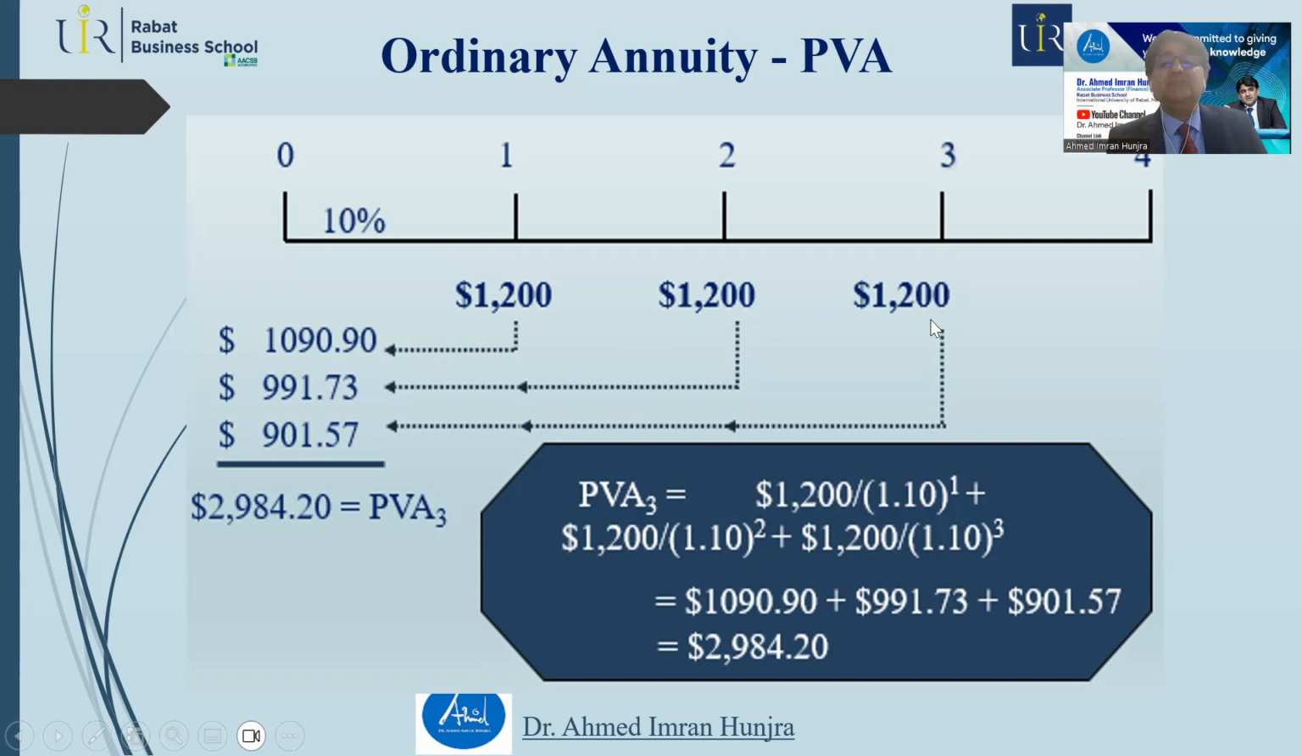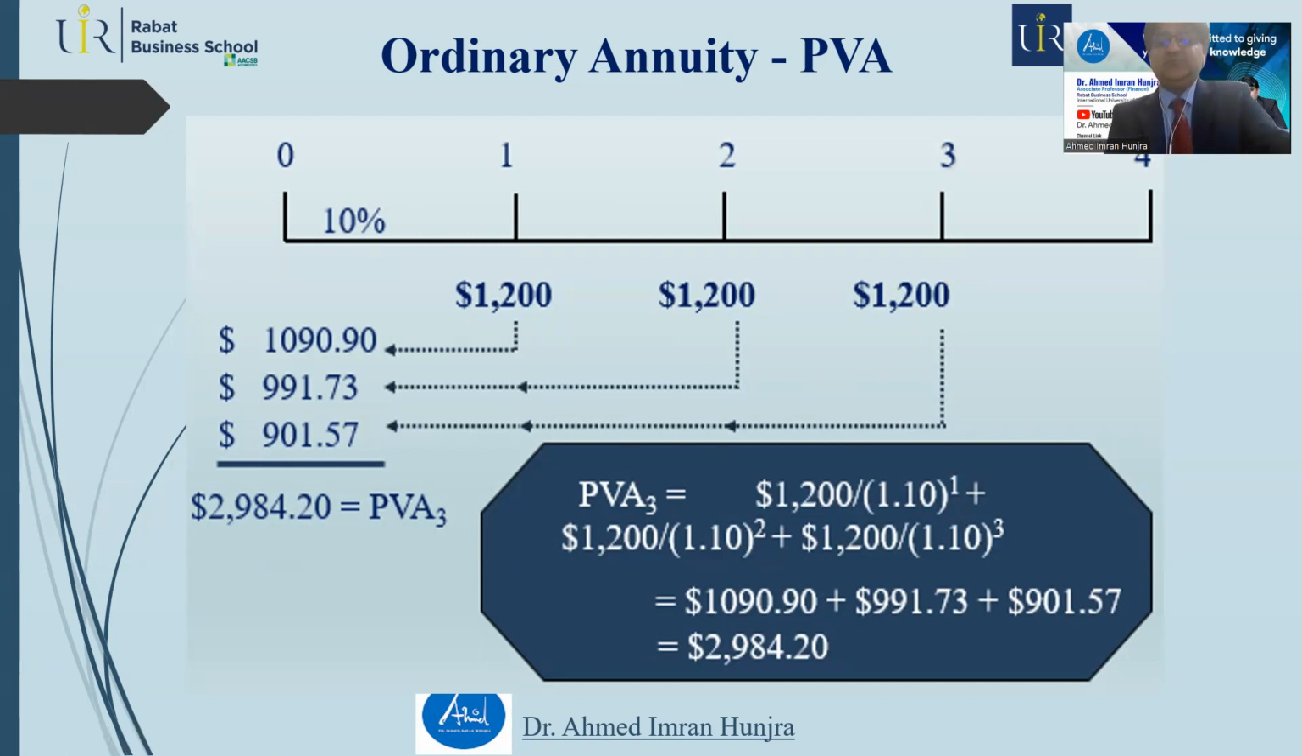Here is the concept. The more the time periods, the less the present value will be. You can see the first cash flow, power is 1. We are getting 1090. The second cash flow payment is the same, but the power, meaning the number of time periods, is more, so the present value is less. For the third cash flow, the number of time periods is 3, but the rate of return is the same. So as n, or t, is increasing, the present value will be low. You can see here 1200 divided by 1.10, where 1.10 is 1 plus the interest rate, raised to power 1. For the second cash flow, power 2. For the third cash flow, power 3.